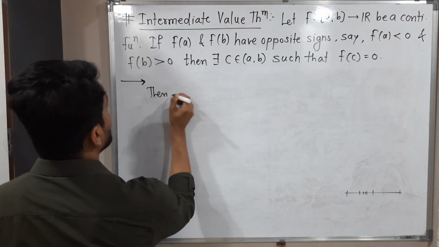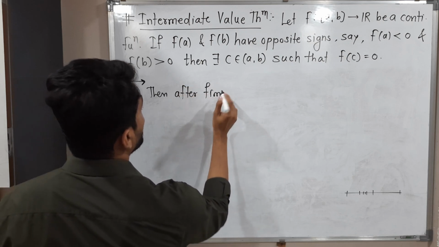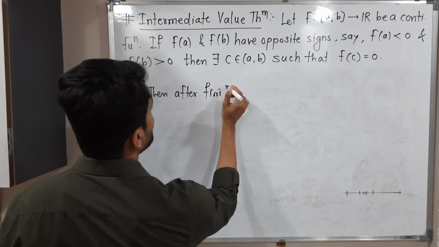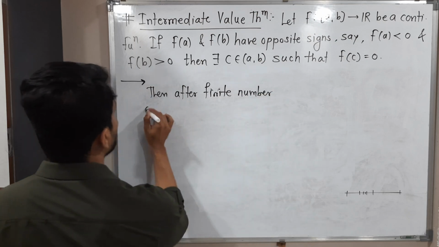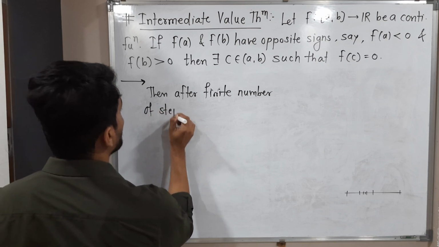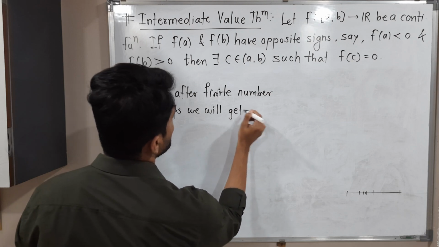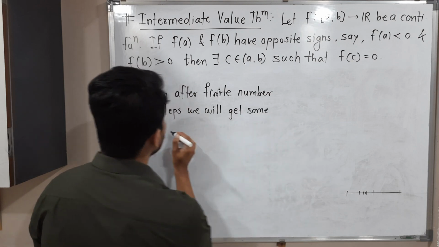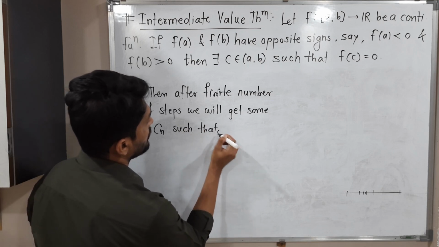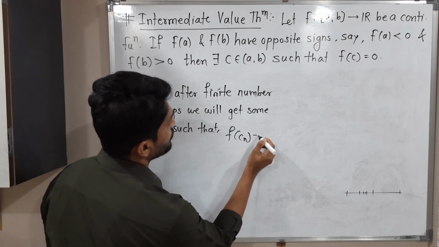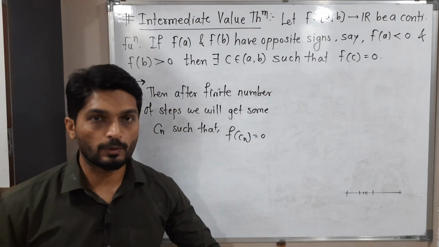Then after a finite number of steps, we will get some Cn such that f of Cn is equal to 0. So this is our required value of C where the function has value 0, right?